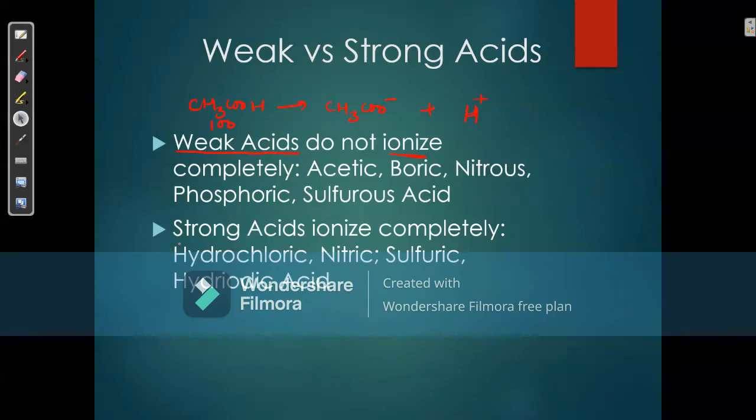When we talk about strong acids, we say that strong acids are those acids which dissociate or ionize completely. That means if I take sulfuric acid, H2SO4, it dissociates completely. If I'm taking 100 molecules of this H2SO4, at the end of this reaction, we can see that all these 100 molecules completely ionized into H ion and sulfate ion. So this is how the reaction takes place. And we can say that the acids which ionize completely, almost 100%, we call strong acids, and those which do not ionize completely, we call weak acids.